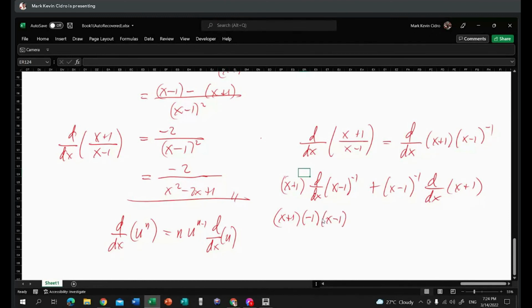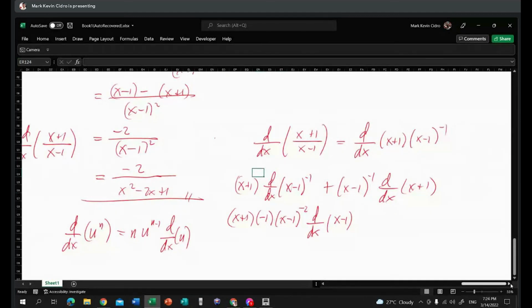Your u is x minus 1 raised to what? N minus 1. So, negative 1 minus 1 becomes negative 2. Di ba? Derivative of what? What's your u again? X minus 1. Di ba? Nakuha ba? Nasundan ba? Hello? Hello, sir. Anyone? Nasundan ba or wala?